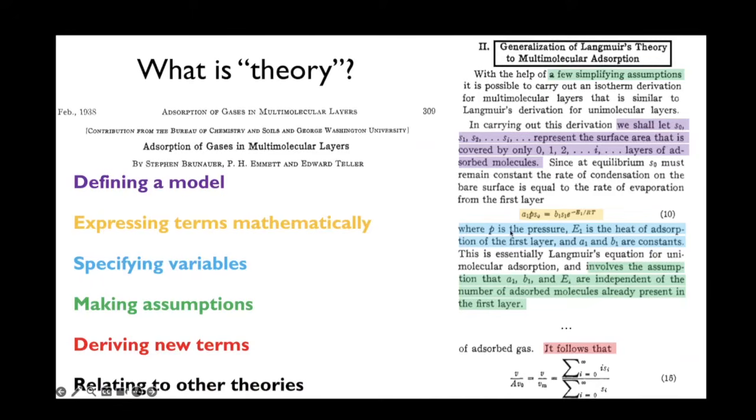And there's also an important thing that this doesn't just exist in isolation. We relate these theories to other theories. There's another theory. This theory was published about 20 years earlier, and this 20-year-later paper is generalizing Langmuir's theory to multi-molecular adsorption. Langmuir only had one molecule adsorbing in a layer. They said, we've just figured out how to generalize it.